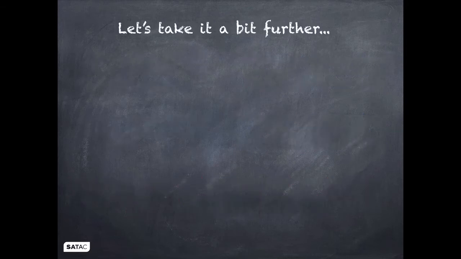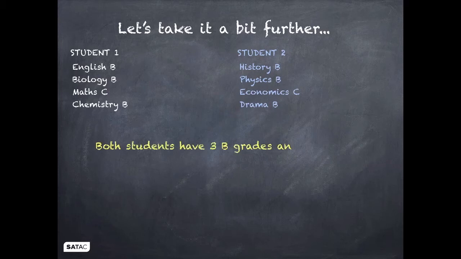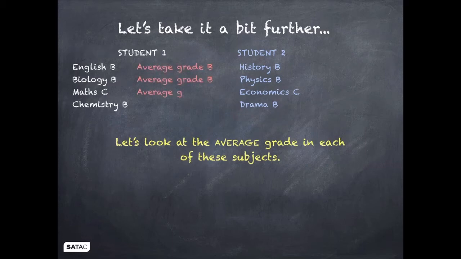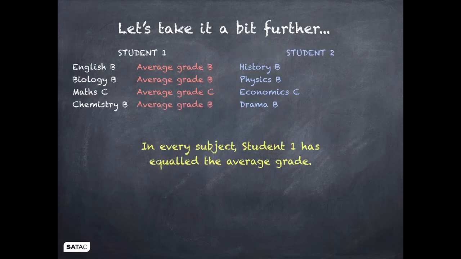Look at this example. One student receives a B for English, a B for Biology, a C for Maths, and a B for Chemistry. Another student receives a B for History, a B for Physics, a C for Economics, and a B for Drama. Both students have 3 B grades and 1 C grade. But are they equal? To work this out, we need to look at the average grade in each of these subjects. Our first student's grades, in all 4 subjects, are the same as the average grade for those subjects. You can see that in every subject, student 1 has equalled the average grade.